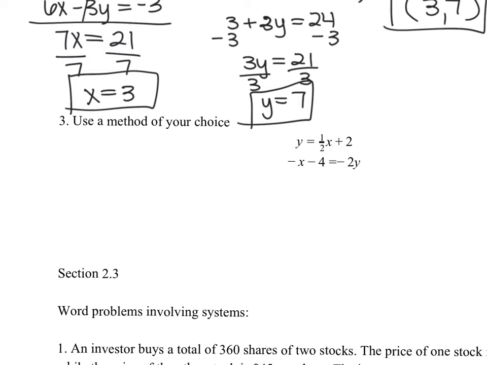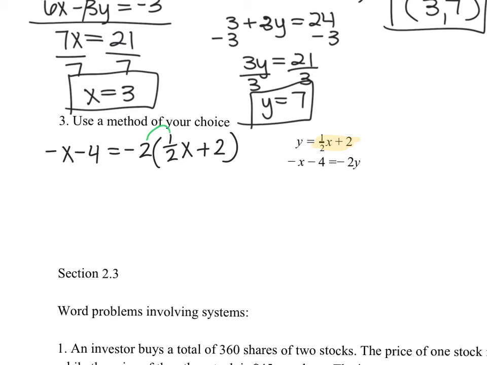Now here's my thought process on it. It's set up as y equals something, so I could use substitution. It also has a fraction in it. It kind of makes me want to use Desmos, but I'm going to show you how it works with substitution. You can also use Desmos if you want. So because I know that y equals 1/2 x plus 2, I'm going to plug that in for y in my second equation. So we get -x minus 4 equals -2 times 1/2 x plus 2.